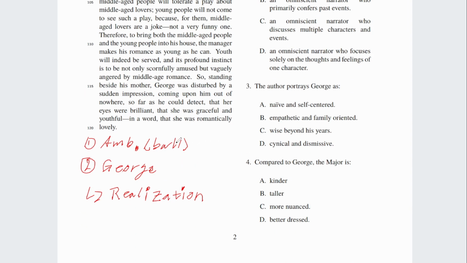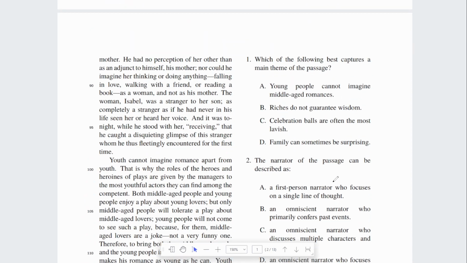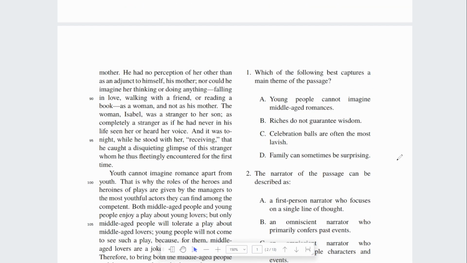So, okay, we have a passage that we've read. We have a good structure in our heads. Let's move on to some of these questions. Let's see what's going on.